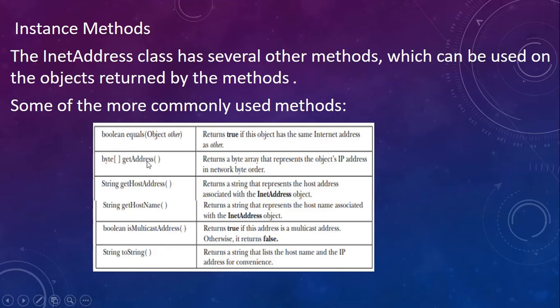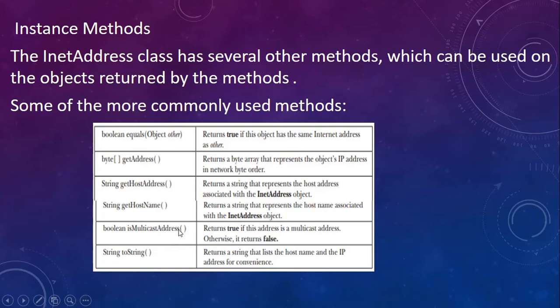Then second, getAddress method, which returns a byte array. So it returns a byte array that represents the object's IP address in network byte order. Similarly, getHostAddress returns the string that represents the host address associated with the InetAddress. getHostName returns a string that represents the host name associated with the InetAddress object.